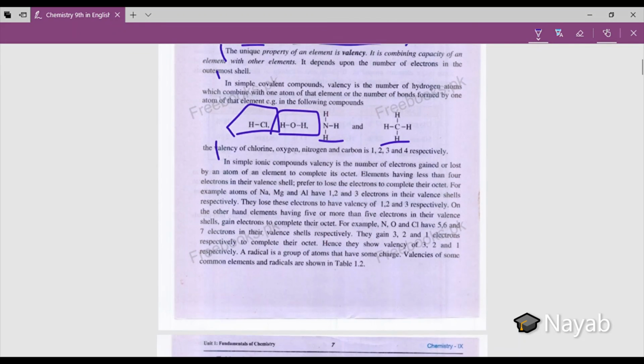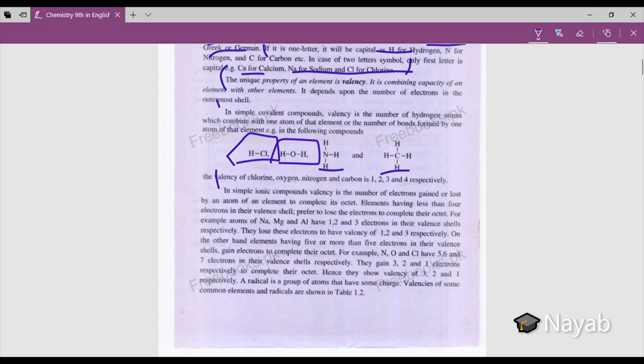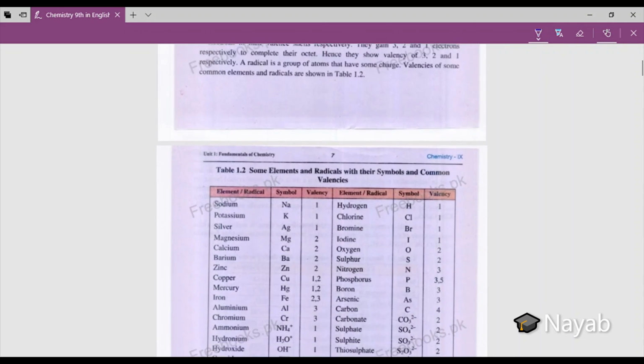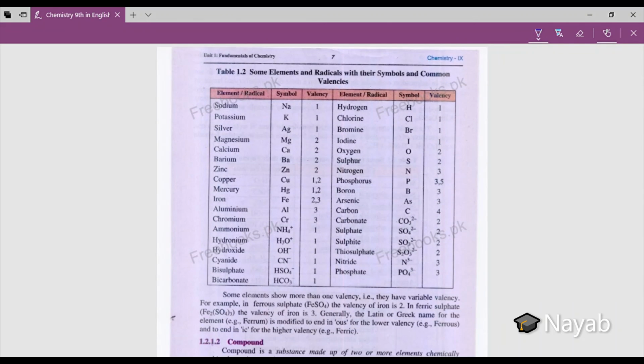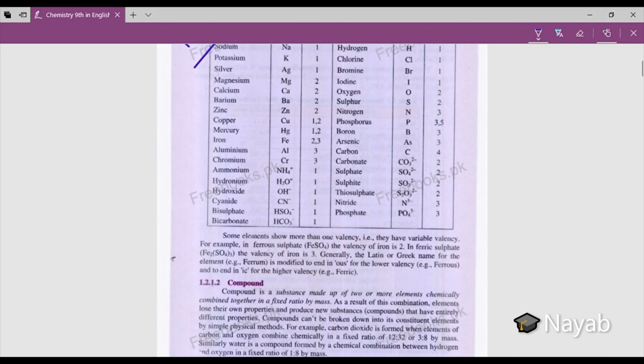So in this paragraph there is also the concept of losing and gaining electrons. When any element gains electrons, then it attains a negative charge, and when any element loses electrons, then it attains a positive charge. Okay, so this is the table of the valency of common elements, and it's very, very important, you have to learn it.